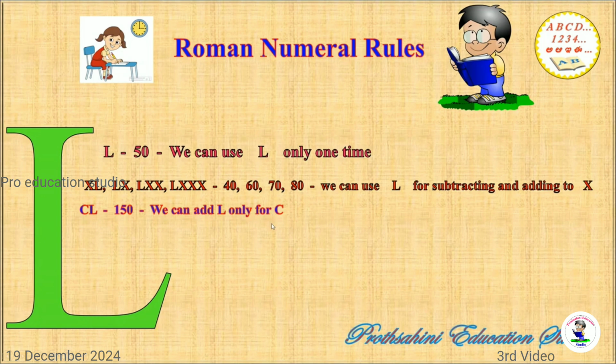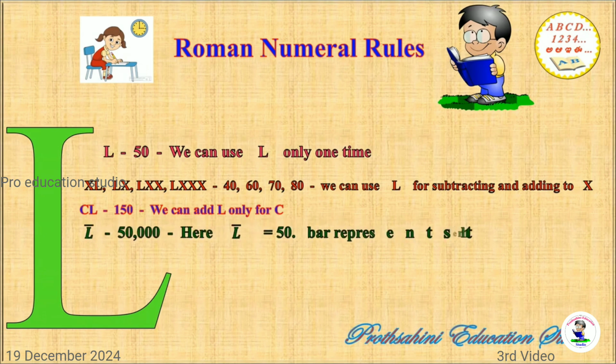Now we have a doubt. What is meant by C? C is equal to 100. Now how do we get CL as 150? C means 100, L means 50. We have to add both. Now we will get 150.